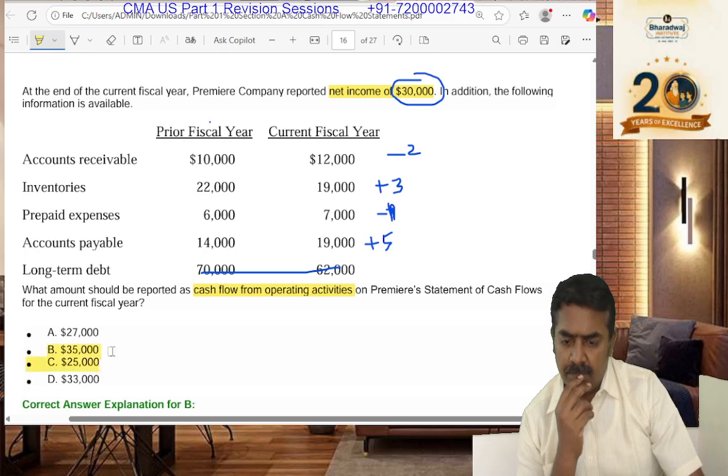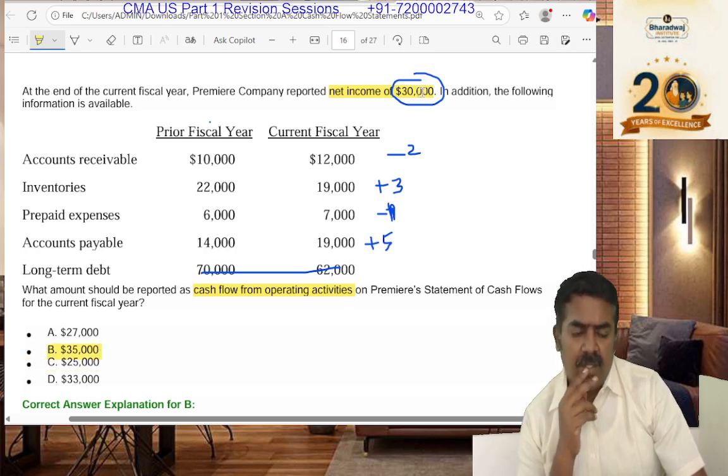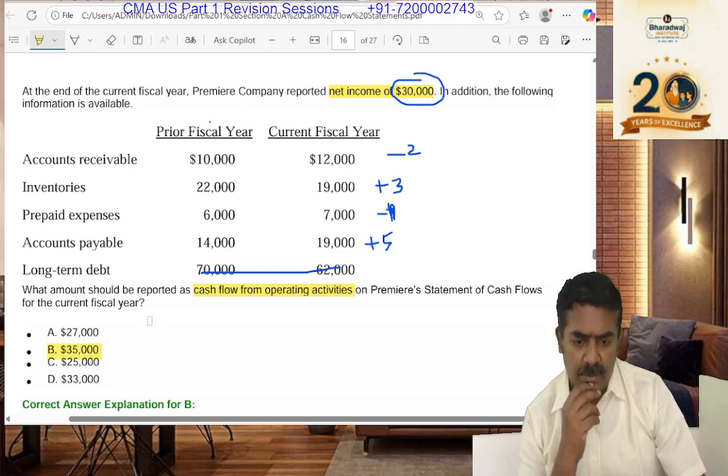Answer is 35,000. 30 minus 2 plus 3 minus 1 plus 5 will give us what? 35,000. Long term debt will not affect your operating activity.